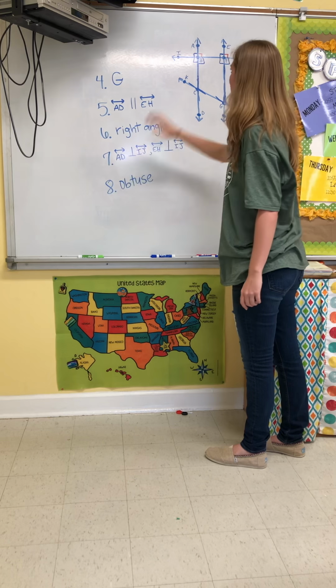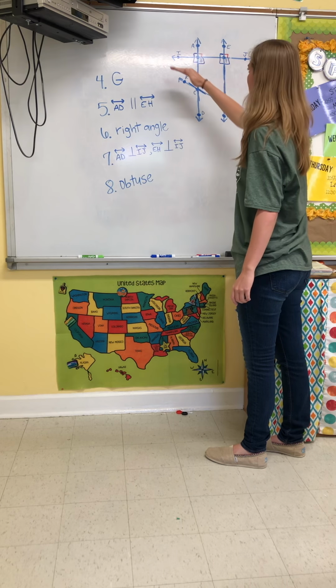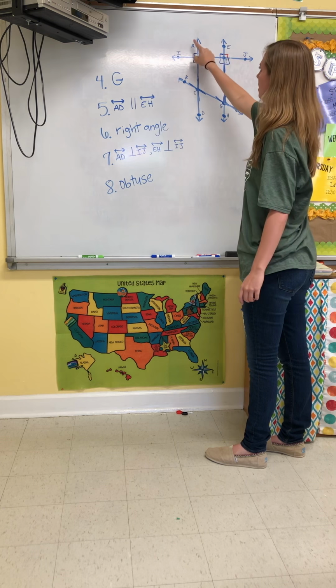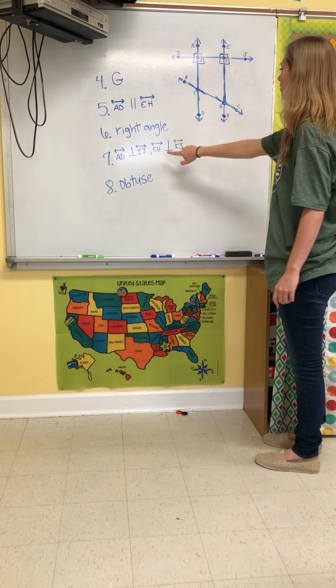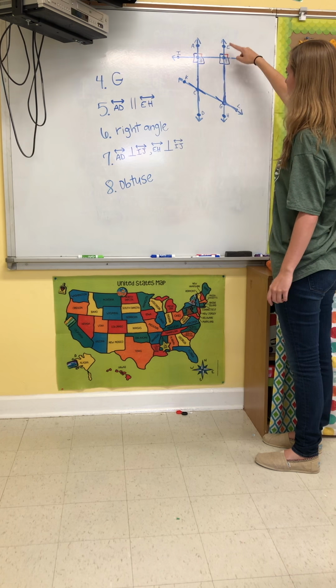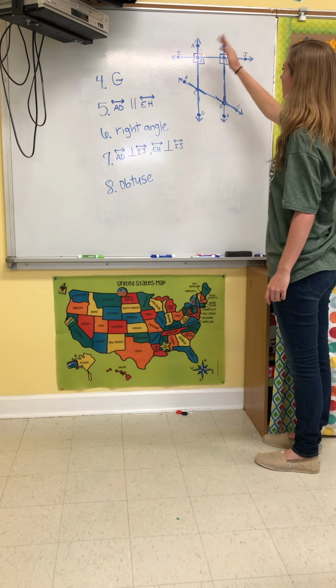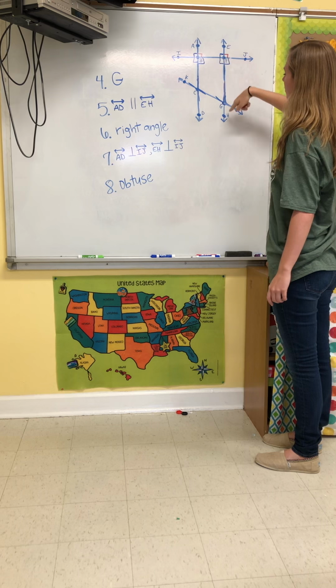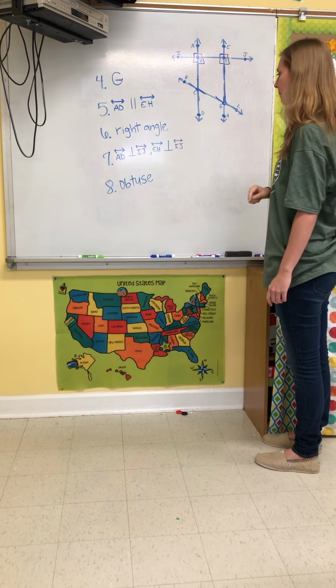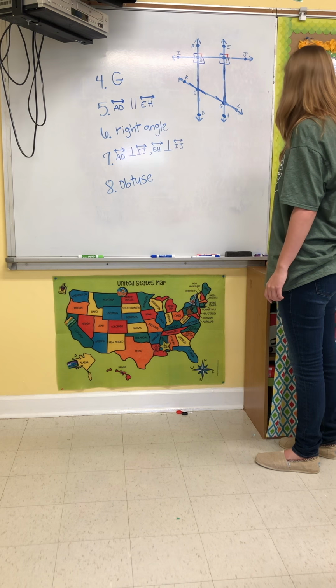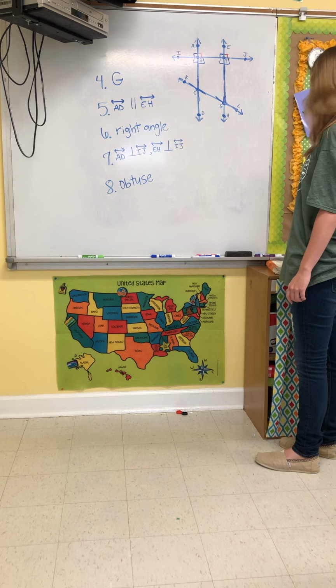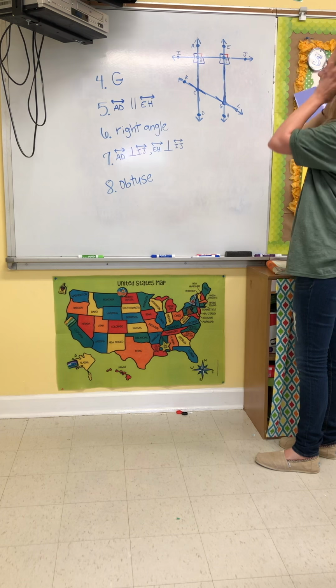So line AD, which runs up and down, and line IG, which runs across, are perpendicular because they make the 4 right angles. And then right here, line EH, which runs up and down, and IJ make the 4 right angles, so they're perpendicular. Alright, and then the last one is, is angle FGL acute or obtuse?